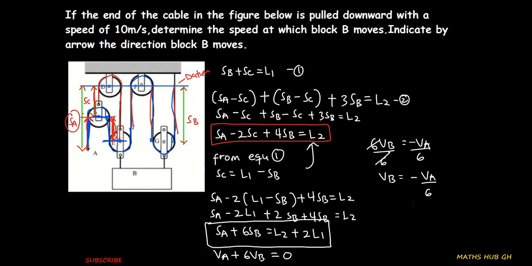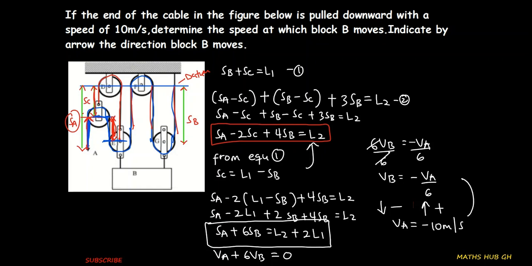Now what we will do is define the directions and their signs. I'll consider the downward direction to be negative and the upward direction to be positive. For this reason, the velocity of the cable when it is pulled down, that's VA, will be equal to minus 10 meters per second, because you are considering the downward direction to be negative, and the end of the cable was pulled downward. So the velocity at the point A will be negated.